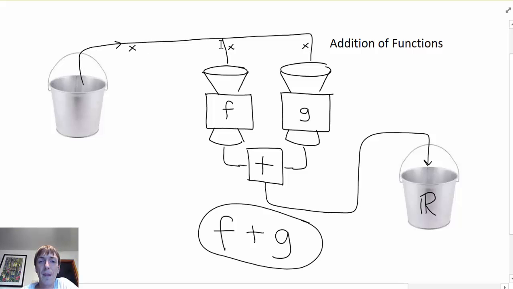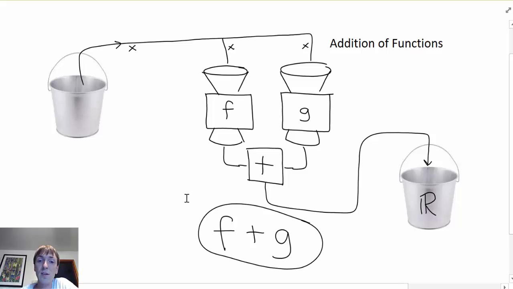So we take an input and we plug it into both the f and the g function. We take whatever those outputs are from that function. We add them together, so this box with a plus on it is representing adding the two outputs. And then whatever we get from that addition is the final output for the sum function. And the sum function is very simply called f plus g.